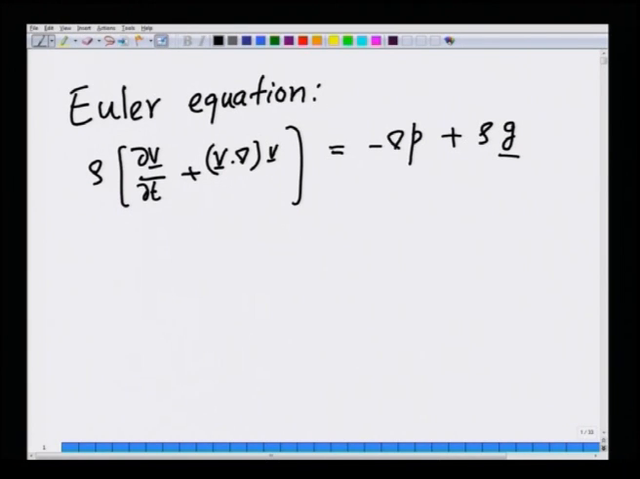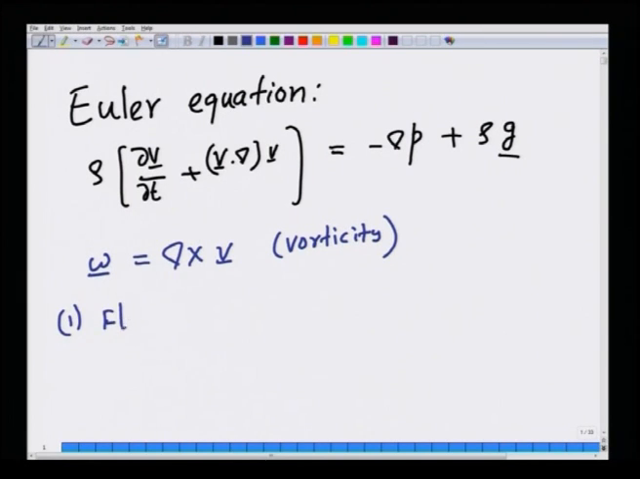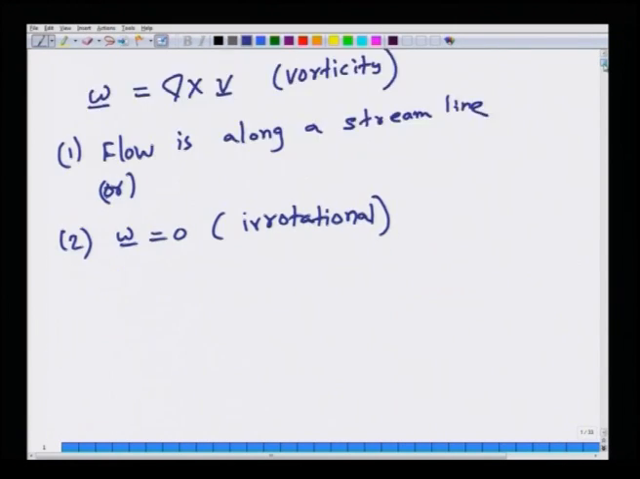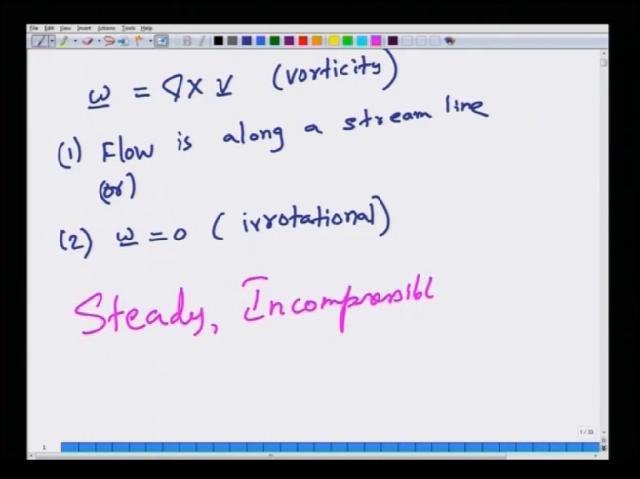Now, upon using a vector identity and by assuming that, suppose omega is del cross V, the vorticity of the flow, then either by assuming that the flow is along a streamline, or another independent assumption, by assuming that vorticity is 0, that is the flow is irrotational, we were able to show that the Euler equation simplifies to the Bernoulli equation for a steady, incompressible and inviscid flow, that is flow without viscous effects.